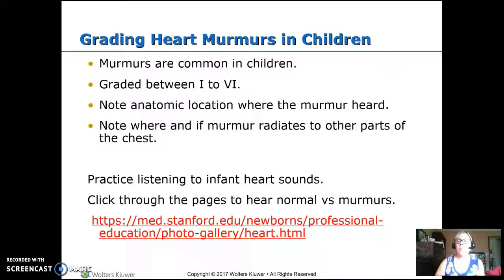If you do hear a murmur, notice where it is. Are you over one of the valves when you hear it? Or, where do you hear it at? And when do you hear it? Systolic murmur is going to be between your lub dub. A diastolic is after that lub dub.